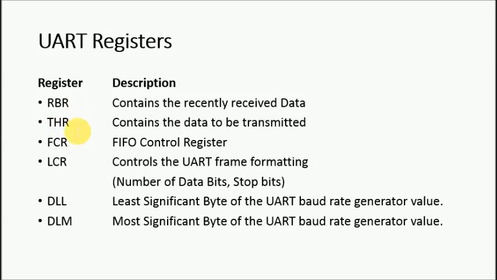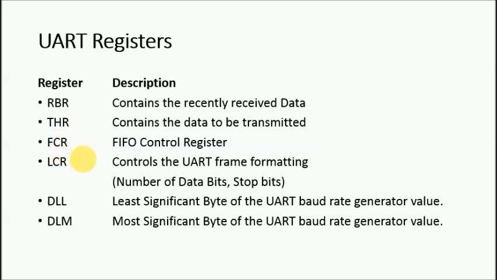THR contains the data to be transmitted. This register has the data to be transmitted via the serial communication. So RBR has the input or received data, and THR has the output data. FCR is known as the FIFO control register, first in first out control register. Remember the F indicates FIFO, and CR indicates the control register.